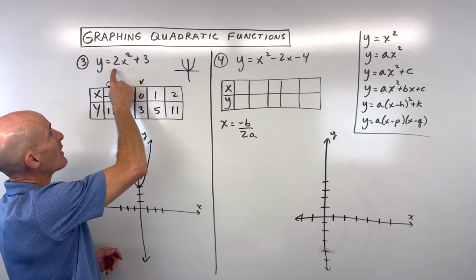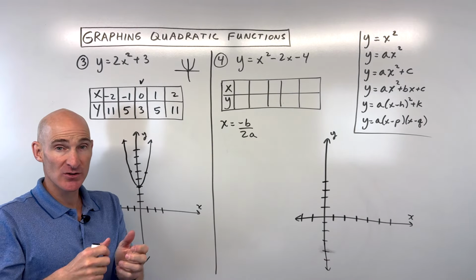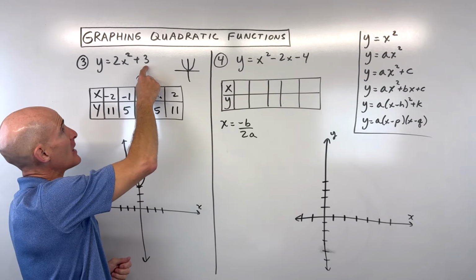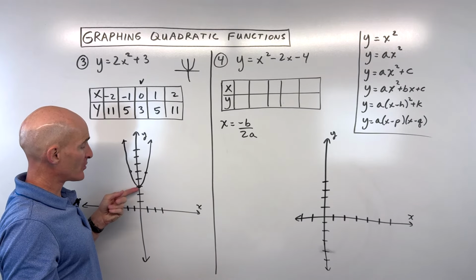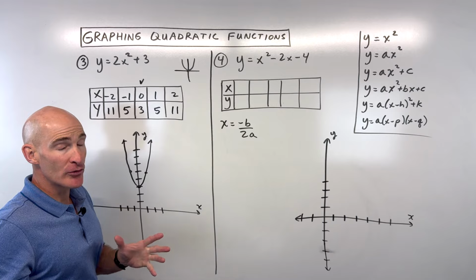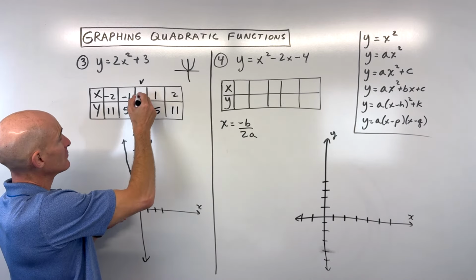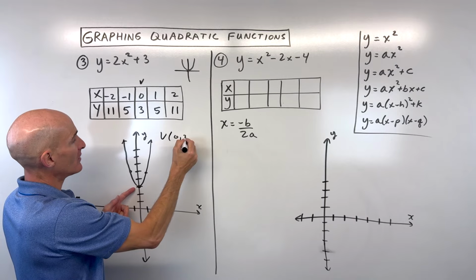But notice what happened. We have a vertical stretch by a factor of 2. That's making the graph narrower because it's going up faster. And then we're picking up the graph and we're shifting it up 3 units. So that's why our vertex is right here. Now let's go through those key features of the graph. Vertex, we've said 0, 3.